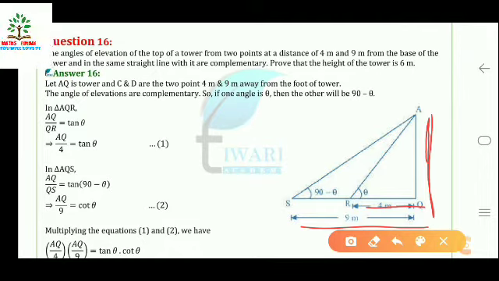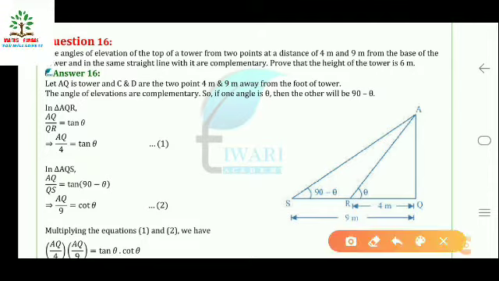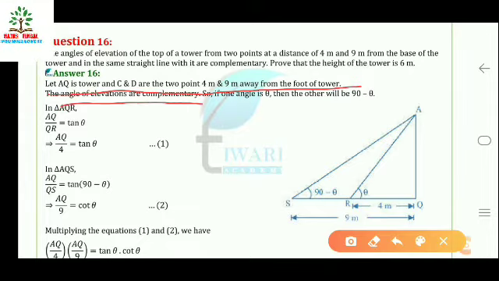So these two distances are given, and the relation between the angles is given: the angles are complementary. So if this angle is theta, the other is 90 minus theta. We have to prove that the height of the tower is 6 meter. Let AQ be the tower, C and D are the 2 points 4 meter and 9 meter away from the foot of the tower. The angles of elevation are complementary, so one angle is theta, the other is 90 minus theta.